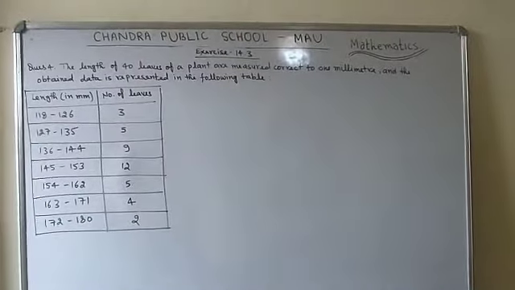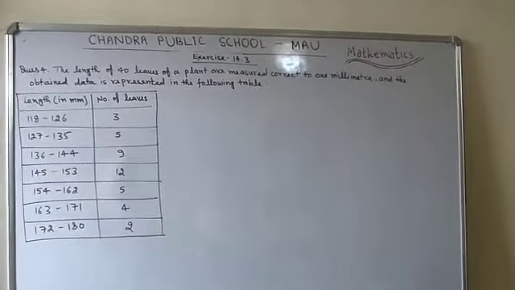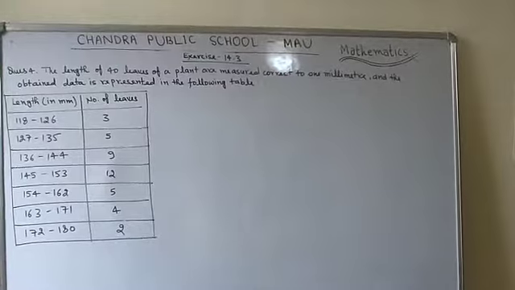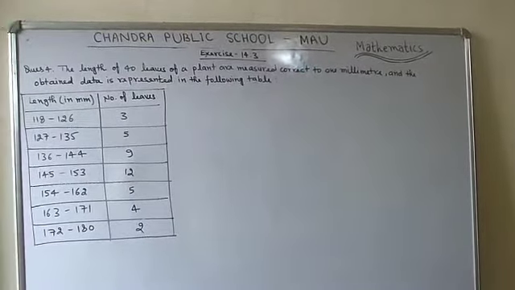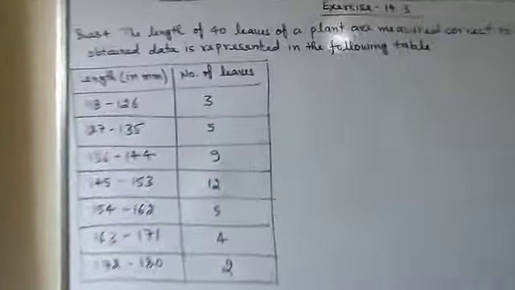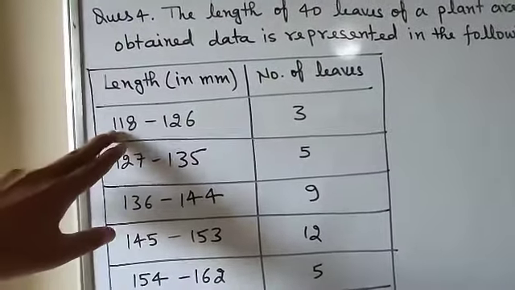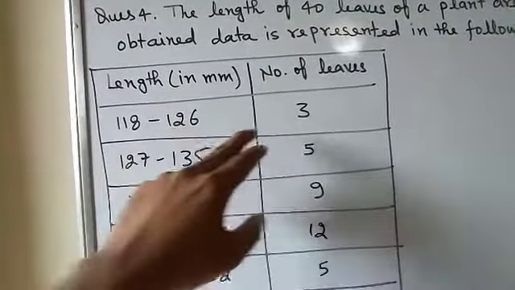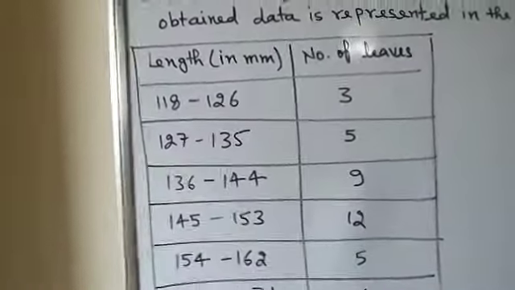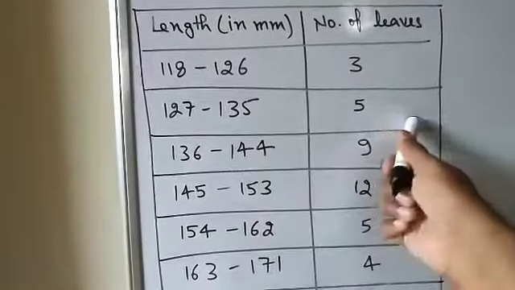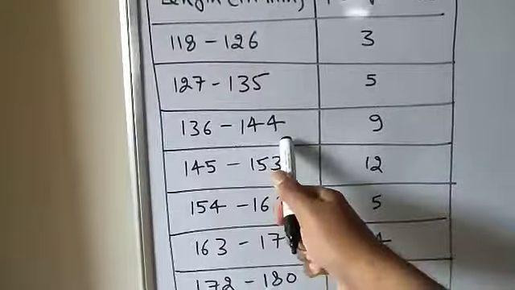Here I have written question number 4. The length of 40 leaves of a plant are measured correct to 1 millimeter and the obtained data is represented in the following table. Here a table is given. It is given length in millimeter and number of leaves. Here it is given 118 to 126, 3 leaves are there. In the same way 127 to 135, 5 leaves, 136 to 144, 9.